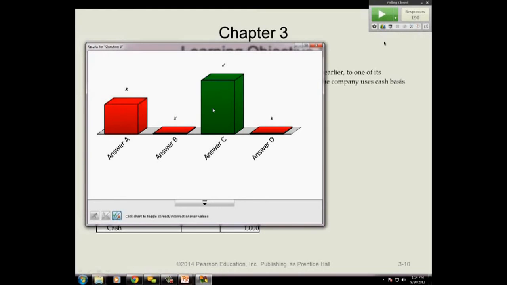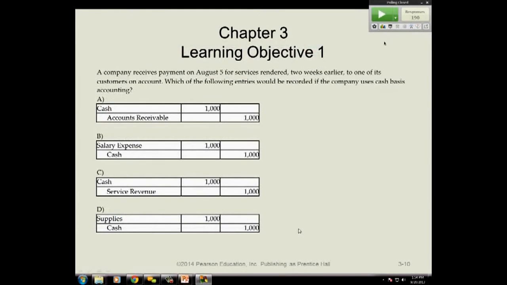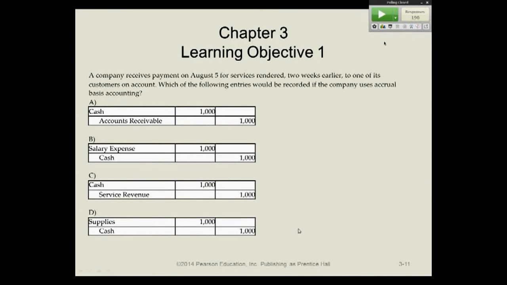And that, by the way, is the answer to the next question. The next question is the same scenario, but now you're on an accrual basis. If you're on an accrual basis, it means that in the month that you provided the service, you had an entry made to record the sale. So the answer is A to this one. Let me make sure you see that.